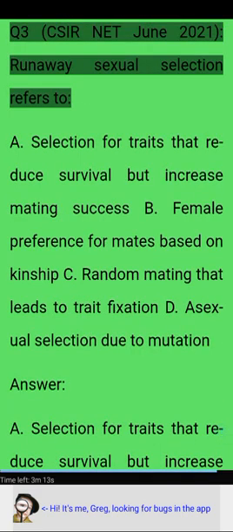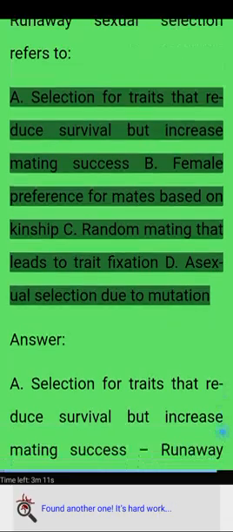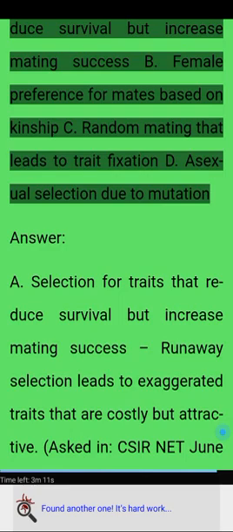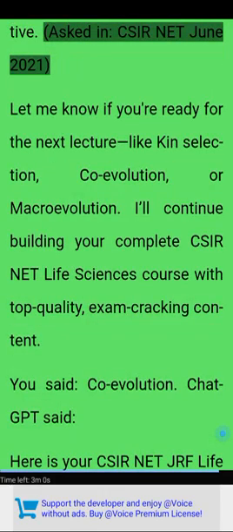Q3, CSIR NET June 2021. Runaway sexual selection refers to: A, selection for traits that reduce survival but increase mating success; B, female preference for mates based on kinship; C, random mating that leads to trait fixation; D, asexual selection due to mutation. Answer: A, selection for traits that reduce survival but increase mating success. Runaway selection leads to exaggerated traits that are costly but attractive. Asked in CSIR NET June 2021.